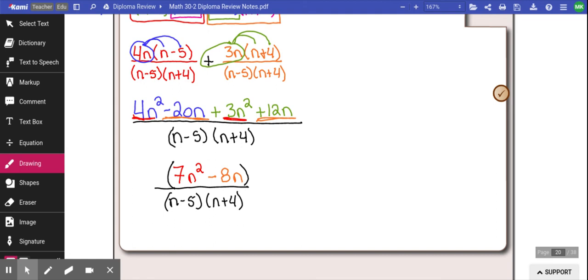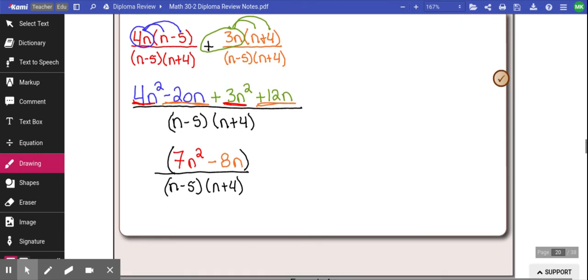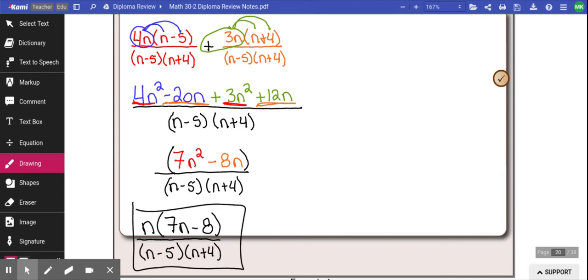Take an n out. I could GCF the numerator. And sometimes after you factor as your final step, you create something that can cancel out. In this case, it won't, but we should always be doing that just in case. So I could take an n out, which would leave me with 7n minus 8. And then in the denominator, I would still have n minus 5, n plus 4. That's my answer because I cannot factor anymore, and I cannot cancel out any of those binomials with binomials.